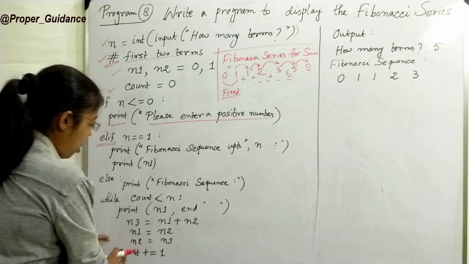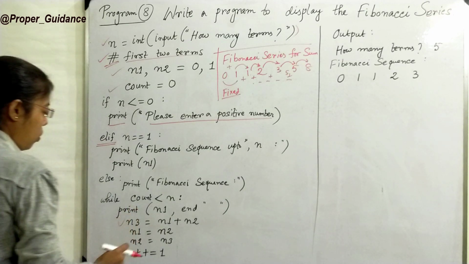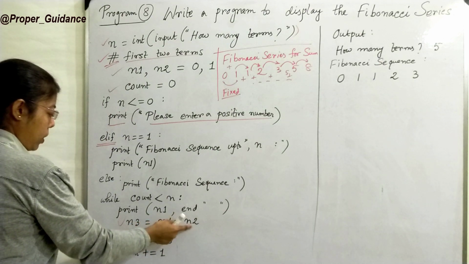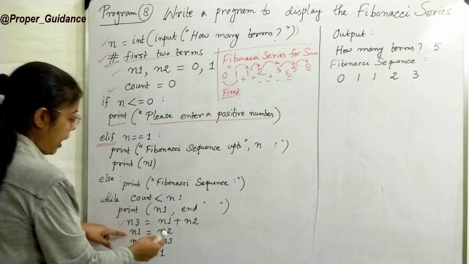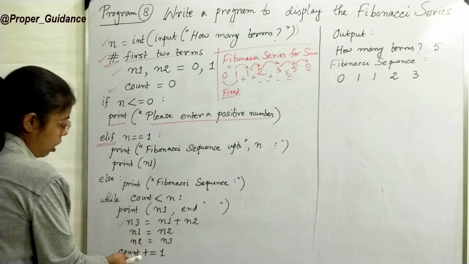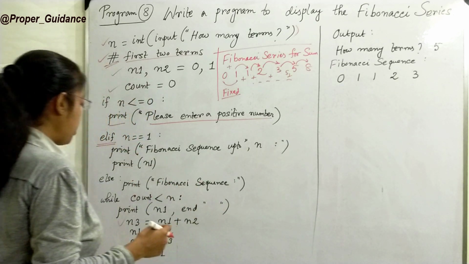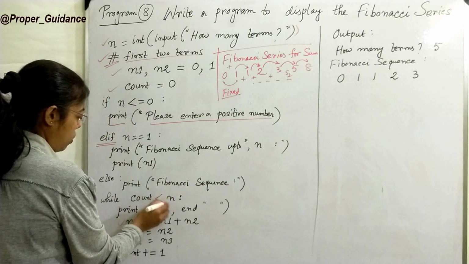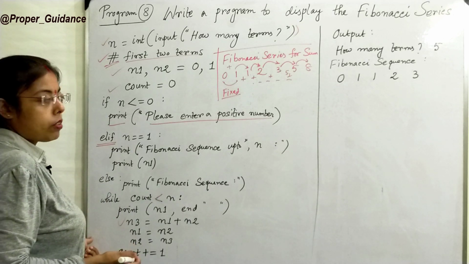Then the while loop starts: print n1. Then n3 is a variable where we put the sum of the two variables n1 and n2, n1 plus n2. After that, n2 is assigned to n1 and n3 is assigned to n2, and the loop continues with count plus equals 1, count equals count plus 1. The loop will continue, and when the condition is false, the loop will stop.